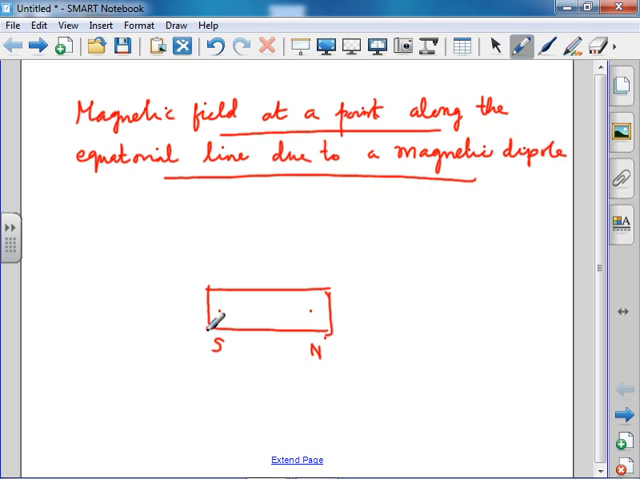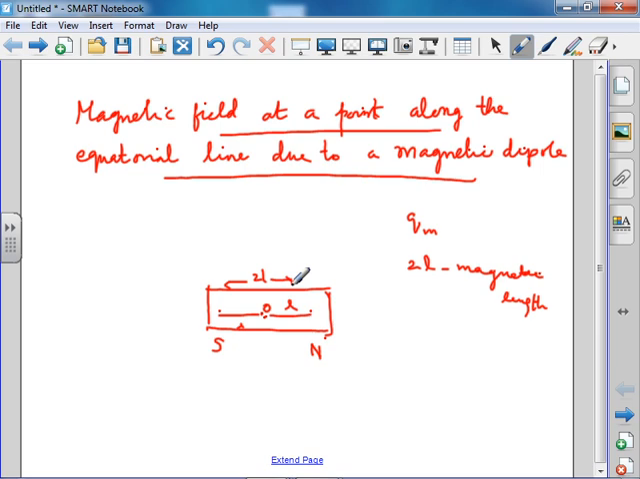And QM is its pole strength of each pole, and they are separated by the distance 2L. 2L is the magnetic length. Hope you remember the concept. This is the magnetic length, that means it's the distance. If it is the geometric center O, then this is L, this is another L. So the magnetic length is 2L.